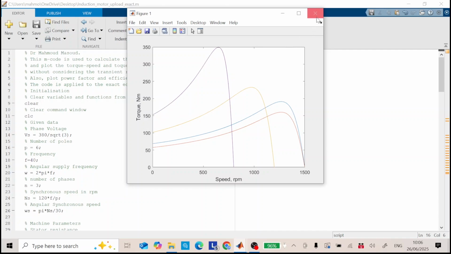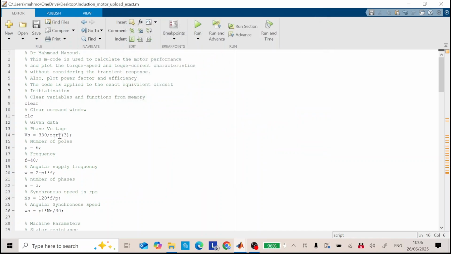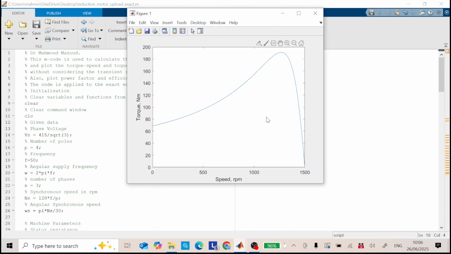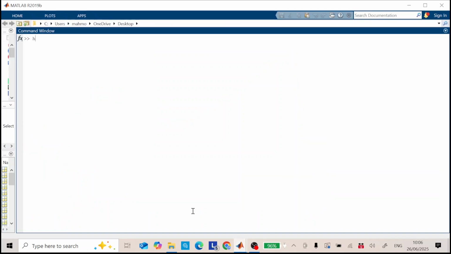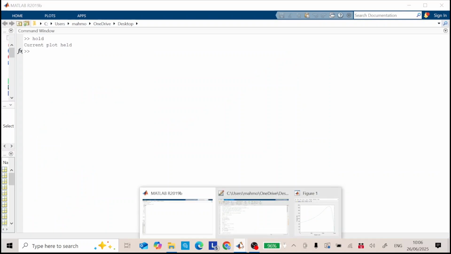So I'm going to close that one. So now you can see how to compare between different cases. And that one at 380 volts. So I'm going to return to the original case, 415, 4 poles, 50 Hertz, and I'm going to run the code again. So we have the torque speed characteristics, the original one. I'm going to hold the figure and return back to our code.